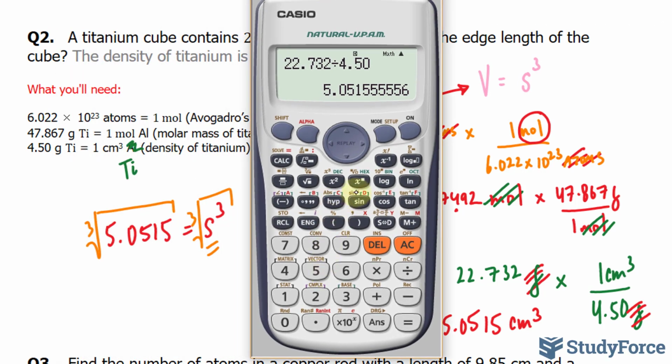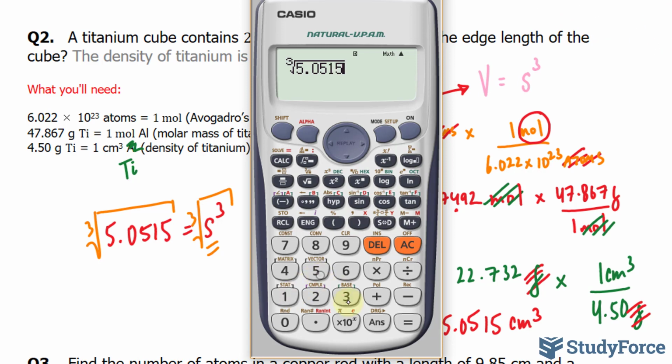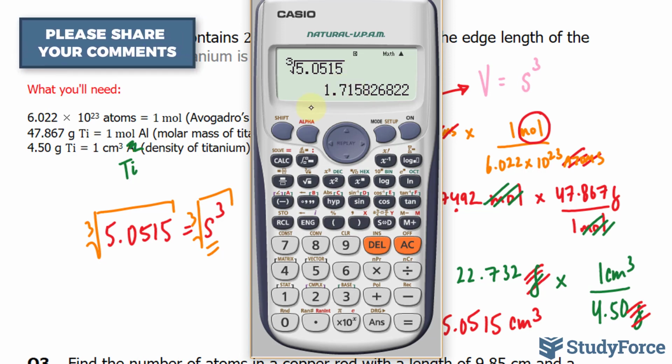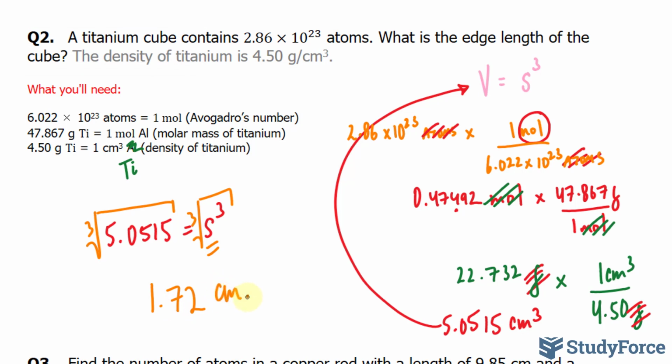So I'll take the cube root of 5.0515, and this gives me 1.715, or 1.72, because that's the first discarded number and it's a 5. The last kept number is odd, so it's 1.72 centimeters. That is the length of this cube.